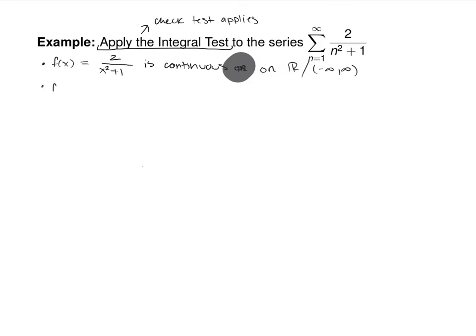Is f of x positive? f of x is bigger than 0 for all x, or you could have also said on R. And I think that's pretty obvious because you're squaring stuff and doing 2 divided by some positive number, right? Okay. So, we got positive.